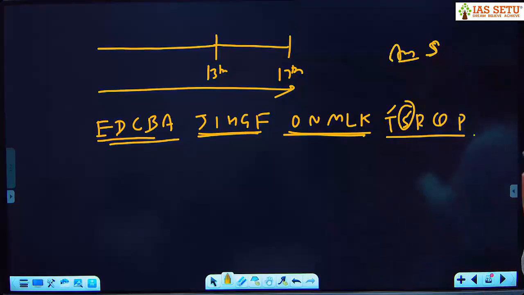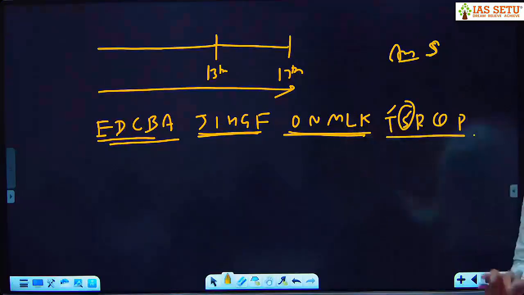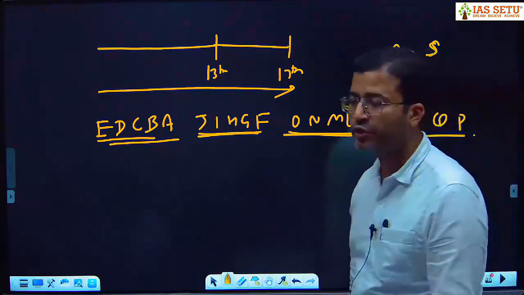We are looking for the 17th letter. So you write your A, B, C, D as mentioned in the question. So you will find S is the letter. Second method is same, but you can save your time.